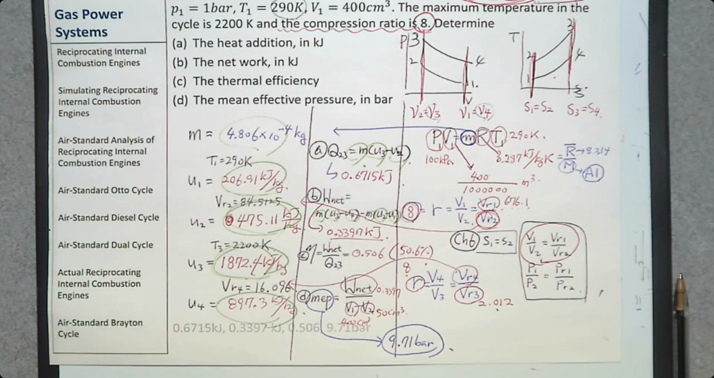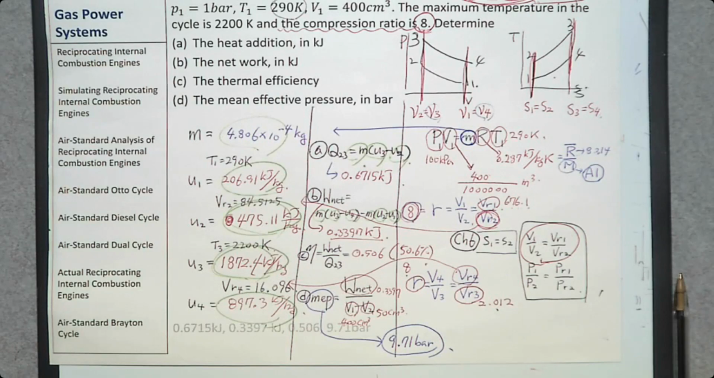Because not much I can change. So everything is the same. I'm going to give you table A22. You're going to determine M, U1, U2, U3, U4. Based on them, solve these.